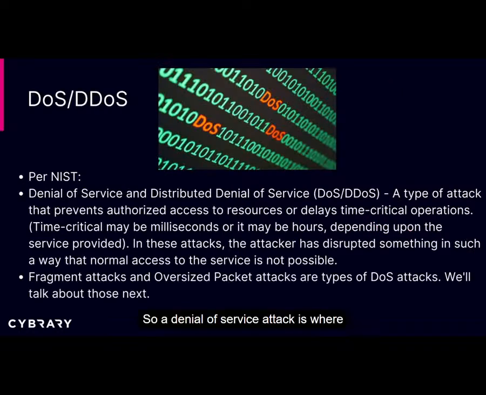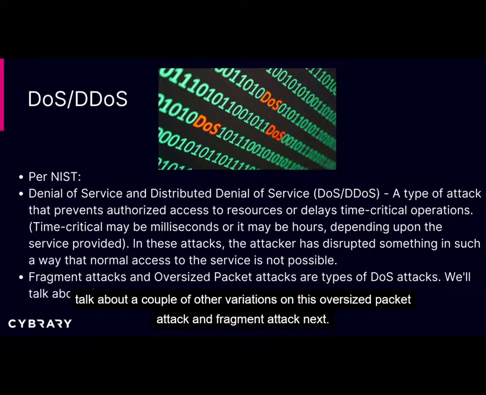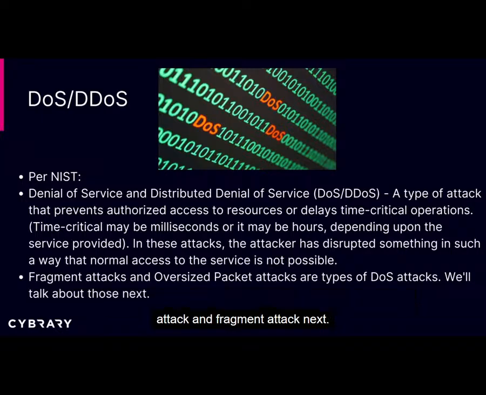So a denial of service attack is where the threat actor performs some action that either confuses or overloads a system, rendering it unavailable. So obviously the availability part of the CIA triad is affected here. It can also be a distributed denial of service attack where the attacker is using multiple computers to carry out the attack. This is, like I said, clearly affecting the availability part of the CIA triad, and we'll talk about a couple other variations on this: oversized packet attack and fragment attack next.